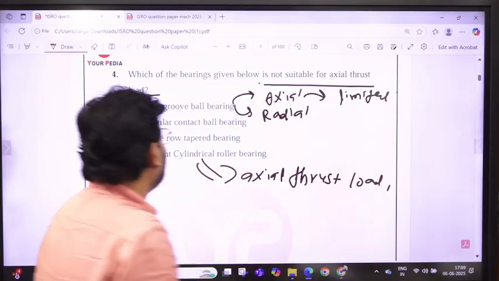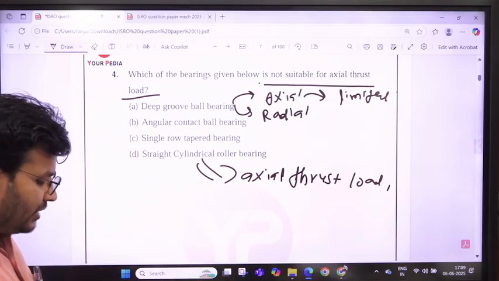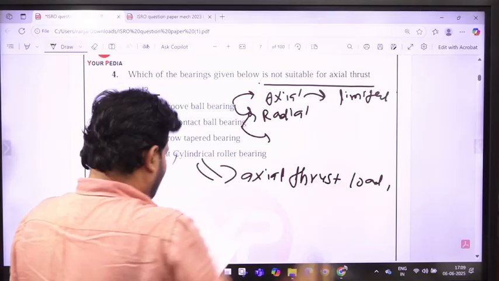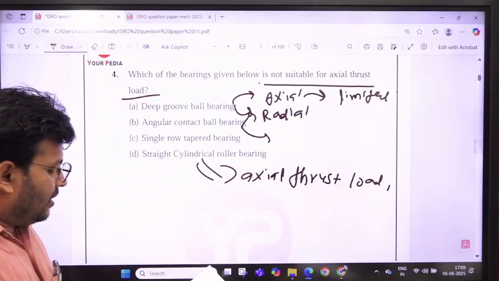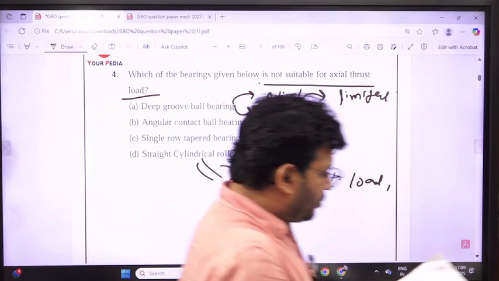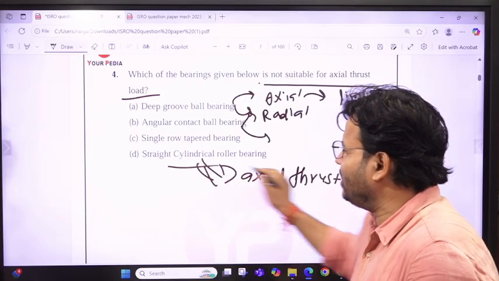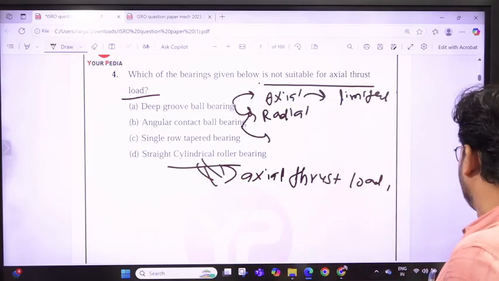This capacity is what? Limited. If you talk about angular contact bearing, they can also take the axial as well as radial, but generally tapered roller bearing is going to be used here. So you have to keep in mind that straight cylindrical roller bearing is going to be used.